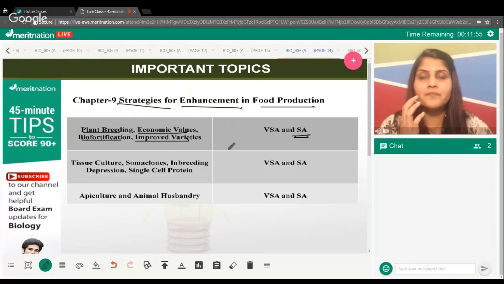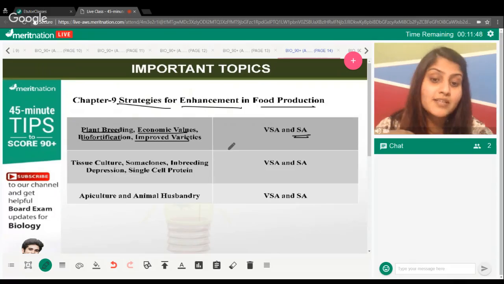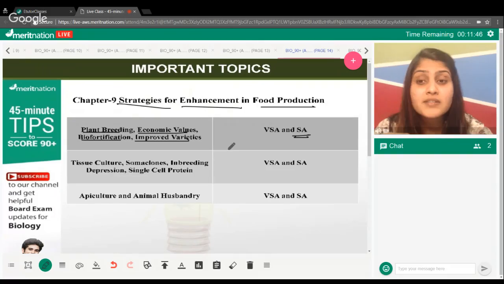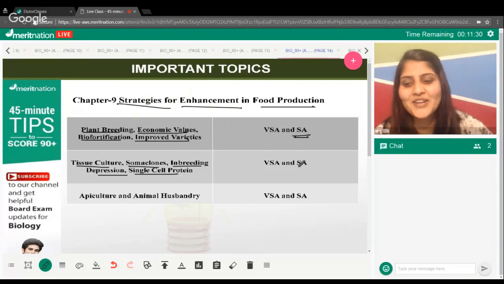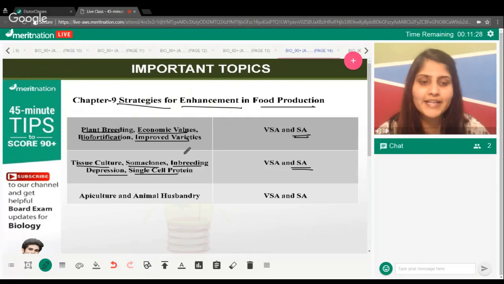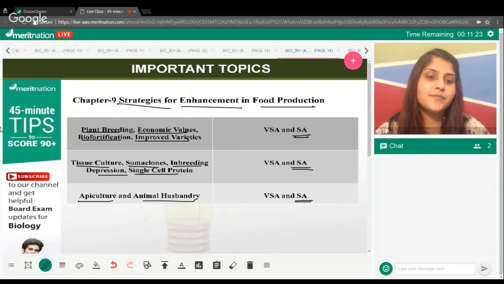In the immune responses, you can mention your allergy responses, which are also immune responses. You can talk about the responses mediated by your lymphocytes, basically your B and T lymphocytes. Understand? Read about tissue culture, somaclones, inbreeding depression, and single cell protein. Read a lot, it will help you, and you will get a short answer question. Write it and kill the question. Apiculture and animal husbandry, again you get a short answer from here.